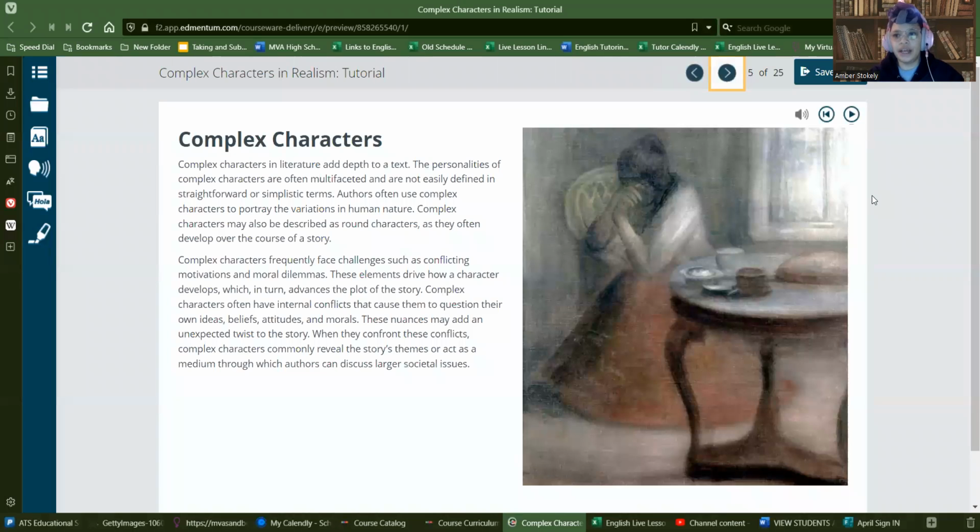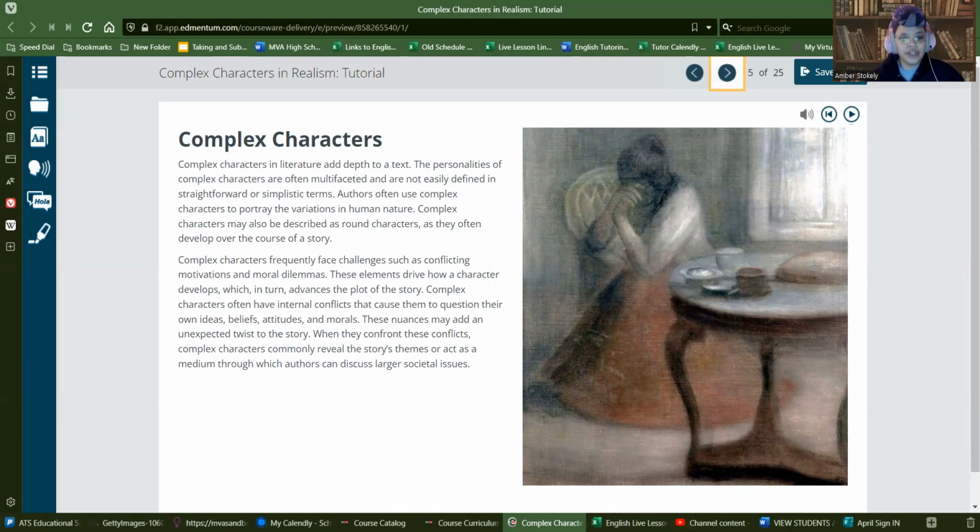Jump over to slide 5 while I move myself up into the corner. Okay, now this slide gives you the introduction. So pretty much complex means complicated, that there are a lot of different layers to something. Basically, complex characters are characters that have a lot of parts to them. There's a lot to know. They seem more realistic than characters that only have one or two personality traits.